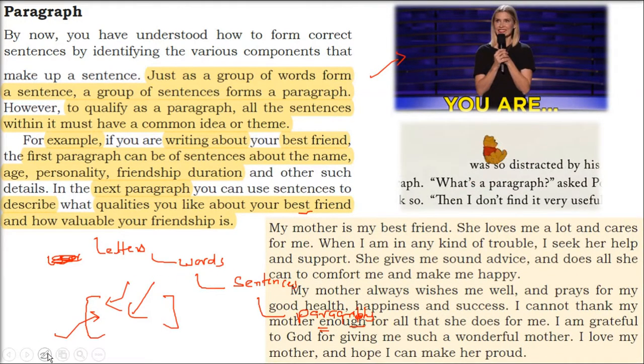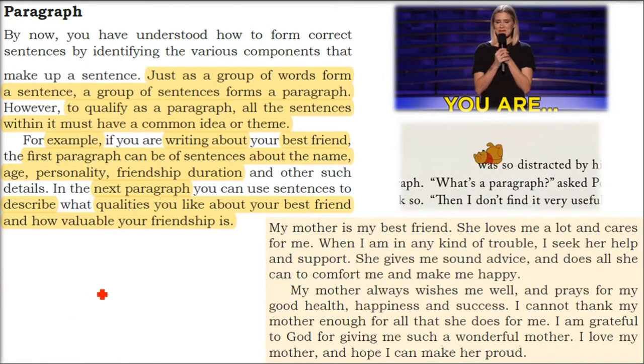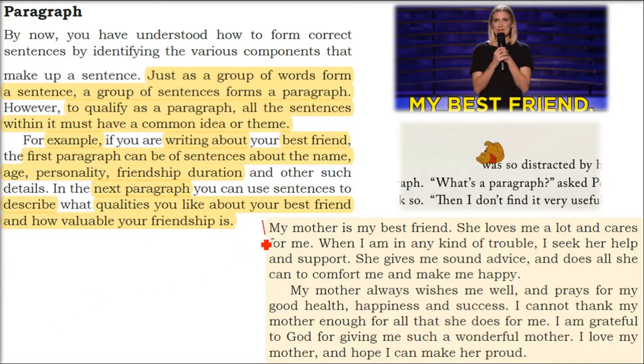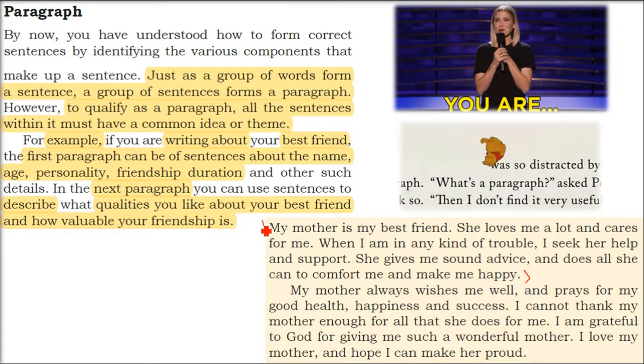So here, my mother is my best friend. We are talking about our mother. Someone is writing about mother. So how the paragraphs will be formed, how two paragraphs are different, how the sentences can be made. So this is one paragraph which will have a common theme. All the sentences will have a common idea. You cannot have a paragraph with one sentence and another sentence having a different idea.